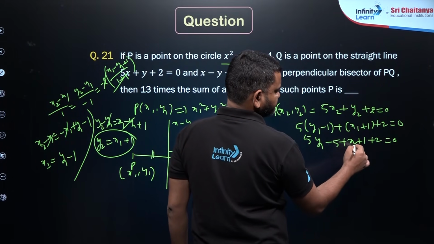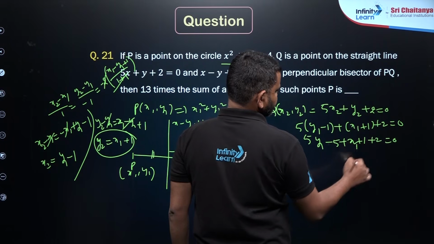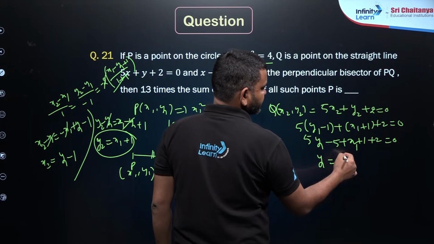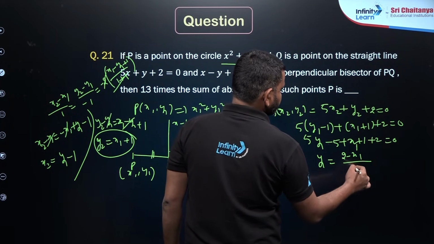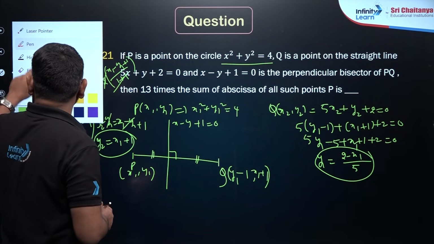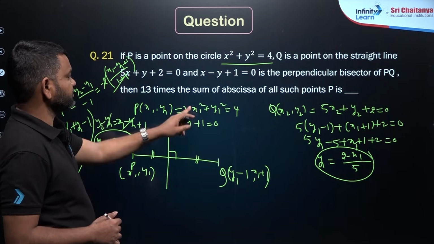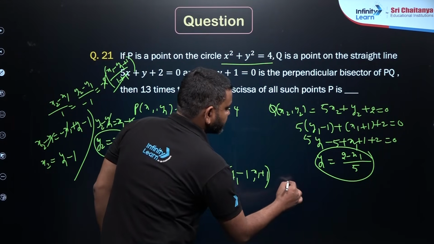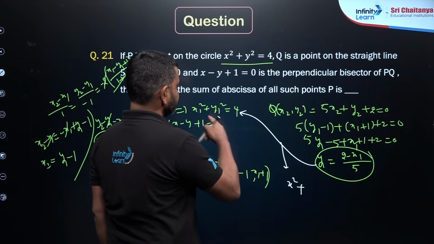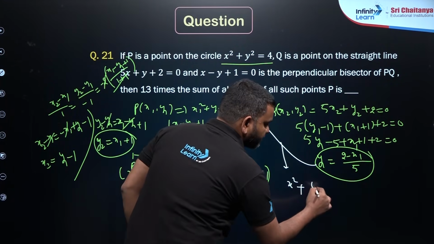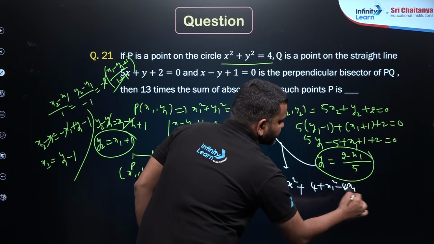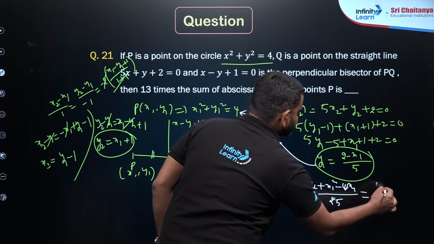So x1 here. So y1 is going to be minus 3 minus 2. So on the right side it is going to be 2 minus x1 divided by 5. So y value is going to be 2 minus x1 by 5. If it is 2 minus x1 by 5, substitute that in this equation. You are going to get x square, this into this, I am substituting. The result is going to be square of this one is 4 plus x1 square minus 4x1 divided by 25, that is equals to 4.